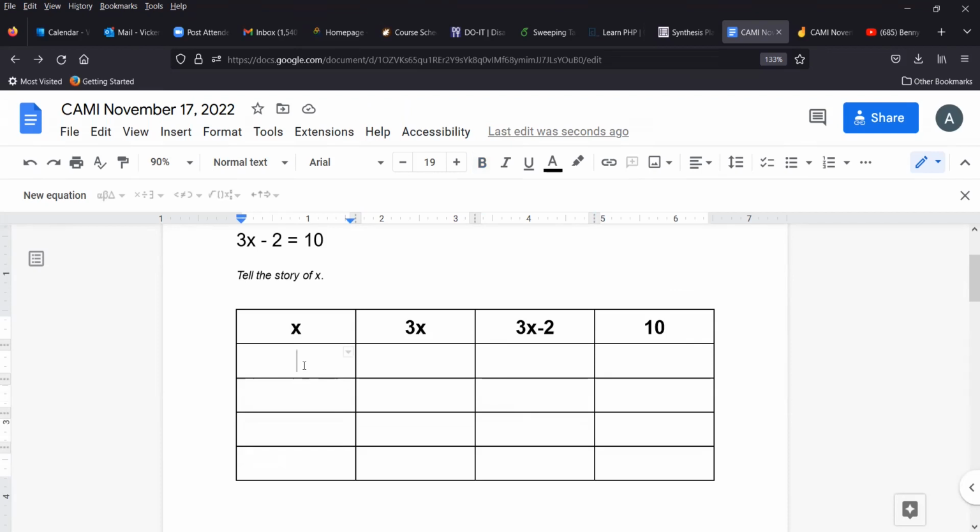So I don't know, does someone have a random guess to start with? Let's just stay with whole numbers, keep it simple, just to introduce this idea. What's an X that we could try?